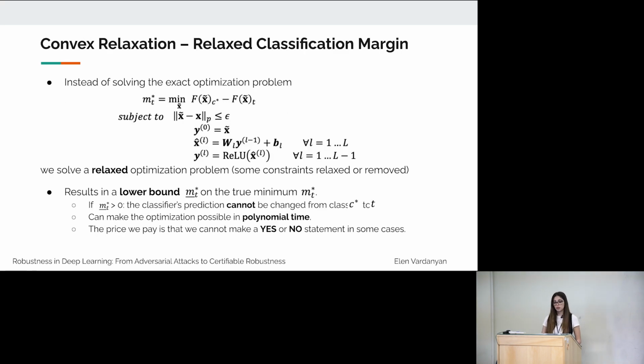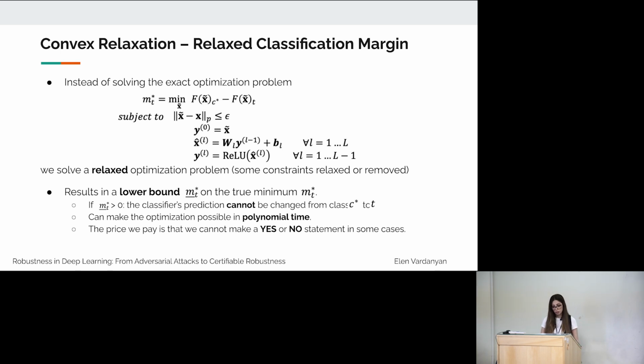Okay, moving on to one type of these certificates, robustness certificates. We have convex relaxation, where we relax this classification margin that we introduced before. Before we had this optimization problem, right? In convex relaxation, we try to solve a relaxed optimization problem. In this case, we would get an answer that is worse, but it will perform faster, because the problem that we got was from ReLU, right?